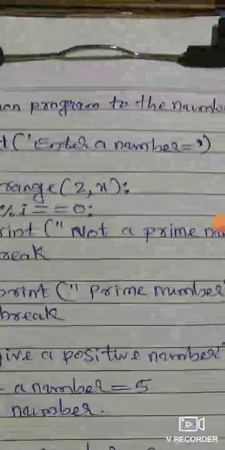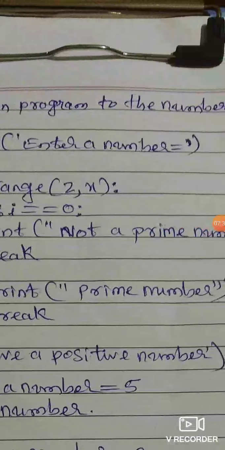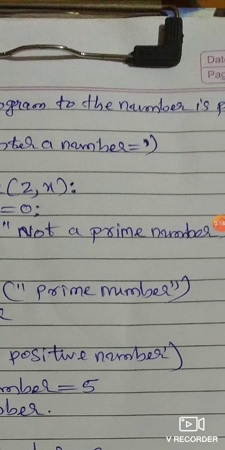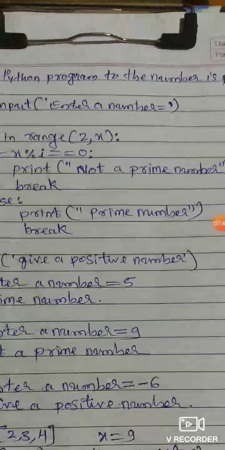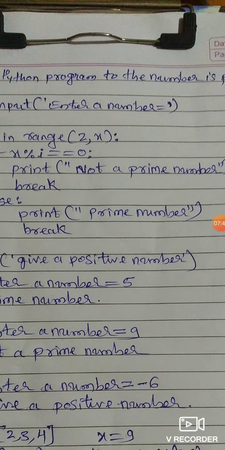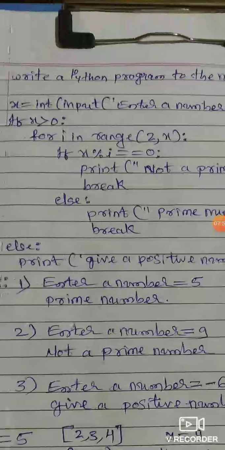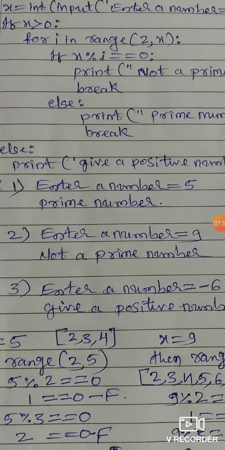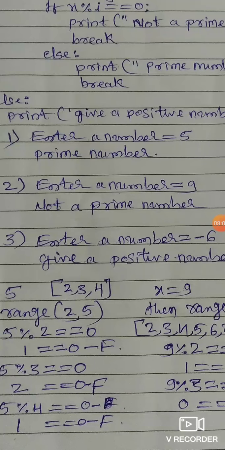If this condition is true, the cursor goes to this block. In this block, the first statement is the print statement, that is, not a prime number. Then after that there is a break statement, which means the cursor comes out of the for loop. That is why, for the number 9 we took, it is not a prime number.